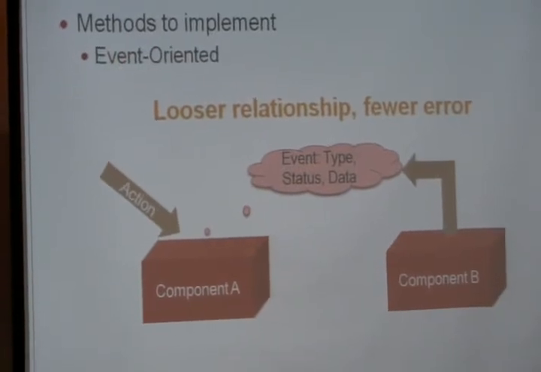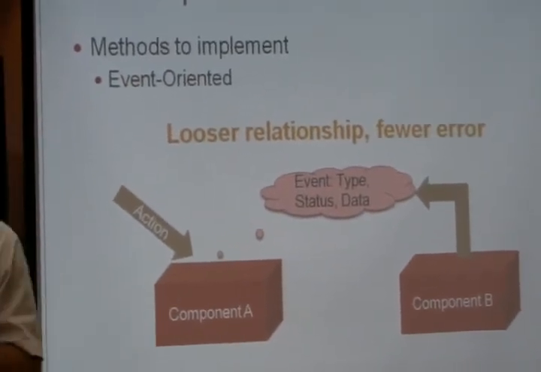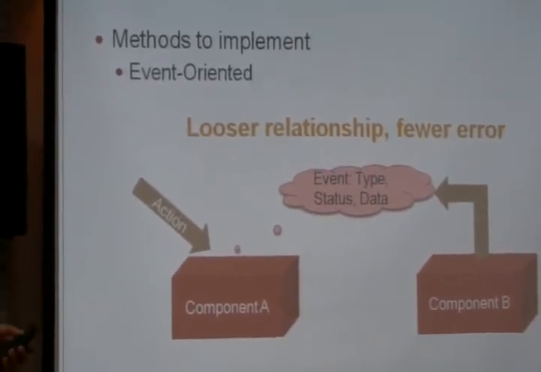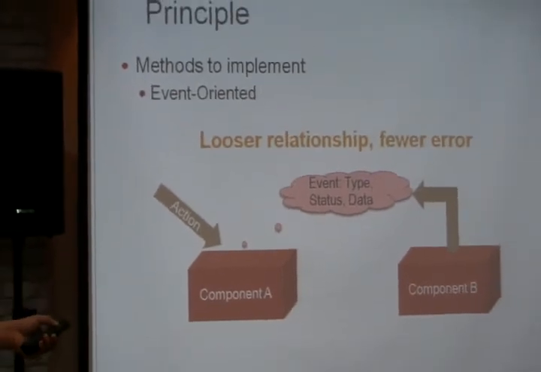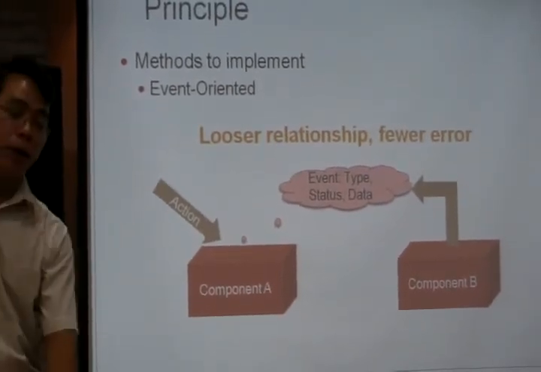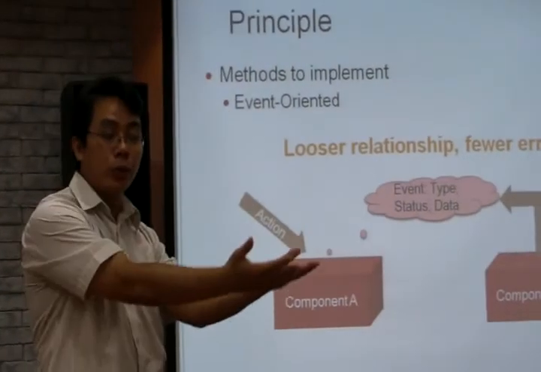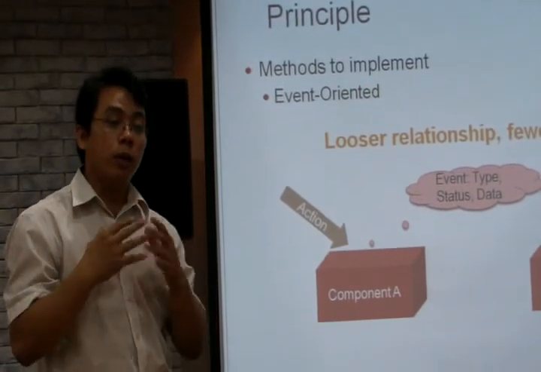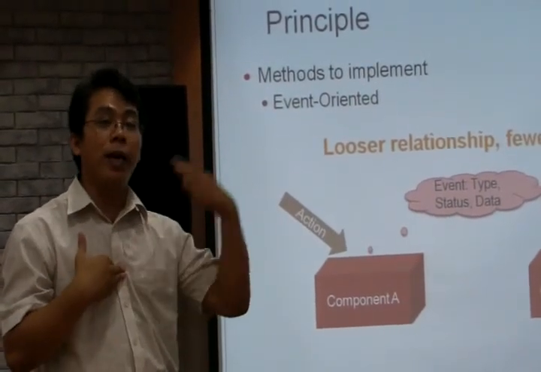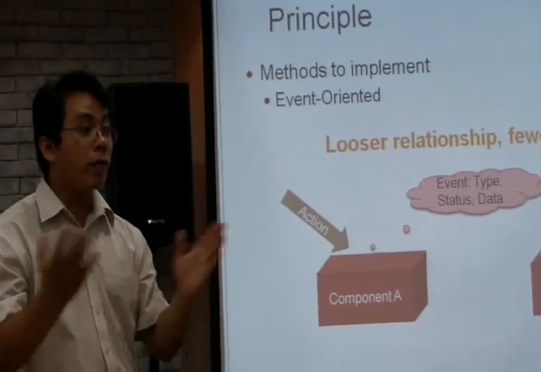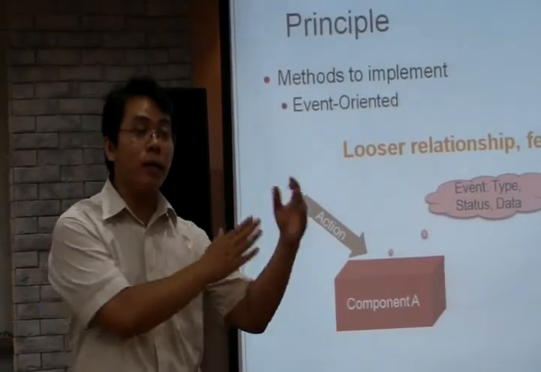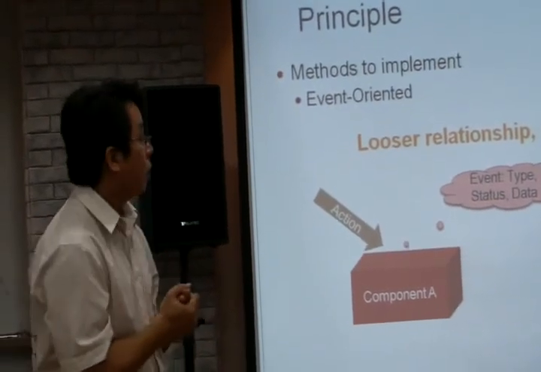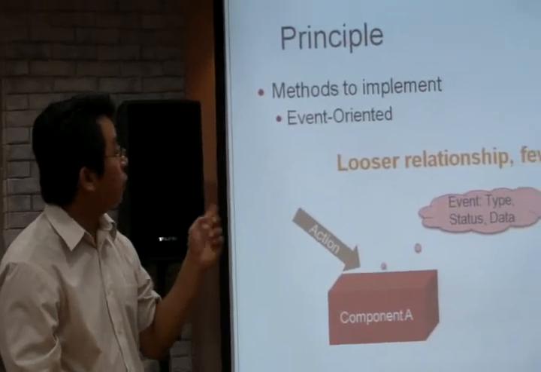The second thing I want to say is why it is important, right? You remember in the OOP concept, looser relationship, fewer errors. The meaning is, if I have a loose relationship with you, there's no error, no conflict between me and you, right? I don't have a relationship with you. I stay in my house, you stay in your house. We don't talk about anything, so we don't have conflict. Looser relationship, fewer errors.